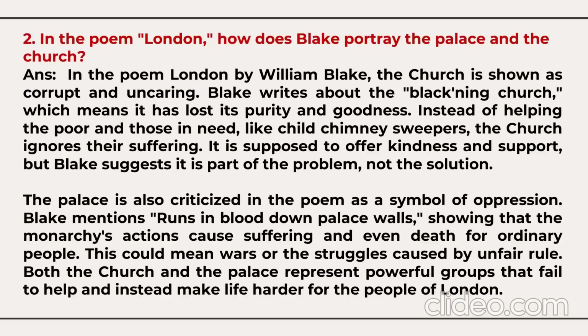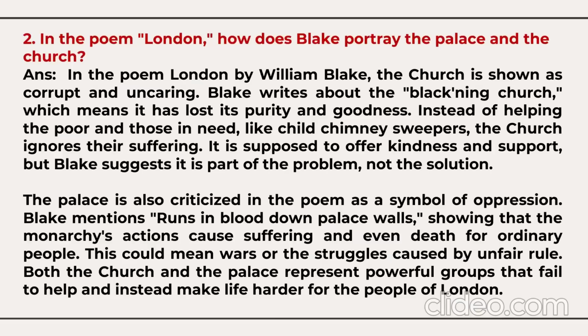The palace is also criticized in the poem as a symbol of oppression. William Blake mentions how it runs in blood down palace walls, which shows that the monarchy's actions cause suffering and even death for ordinary people. This could mean wars or the struggles caused by unfair rule. So both the church and the palace represent the powerful groups that fail to help and instead make life harder for the people of London. So that is the question number 2.